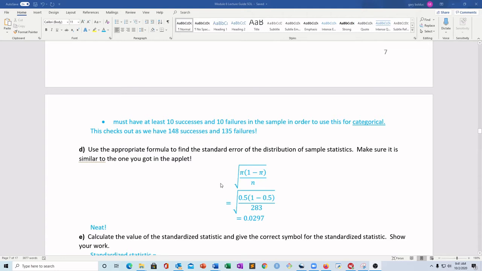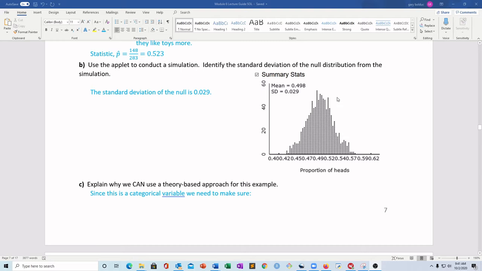The first thing we need to do to use the theory-based approach is to find our standard error. Let's remind ourselves, what's the standard error? Let's go back up to this picture. The standard error is the spread of this distribution, the sample distribution. When we simulated, we got this number, but with the theory-based approach we don't even have to simulate, and we can predict this number. So the part we're on, we're going to predict this number here.